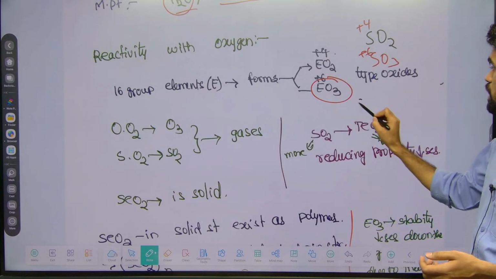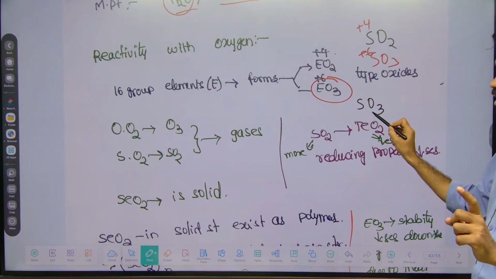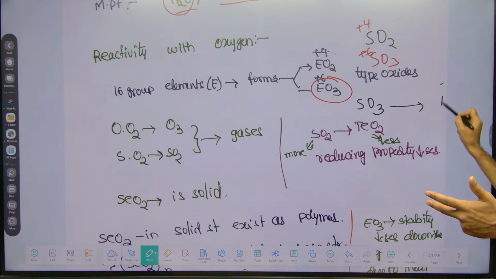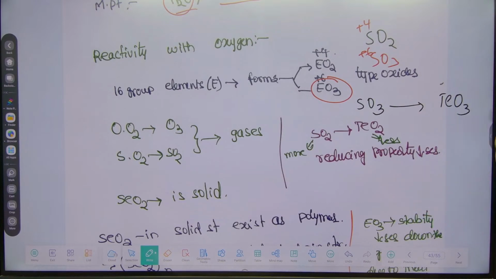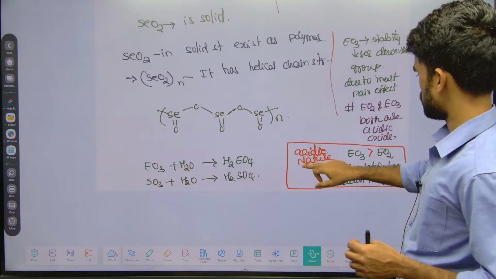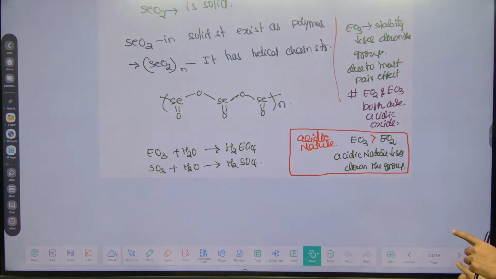Down the group, for example, SO3 is there. Like that I am going down from oxygen, sulfur, to tellurium trioxide. Which is more stable oxide out of this? SO2, because of the +6 oxidation state down the group, what happens? Like that. Okay. Next, acidic nature we already discussed.